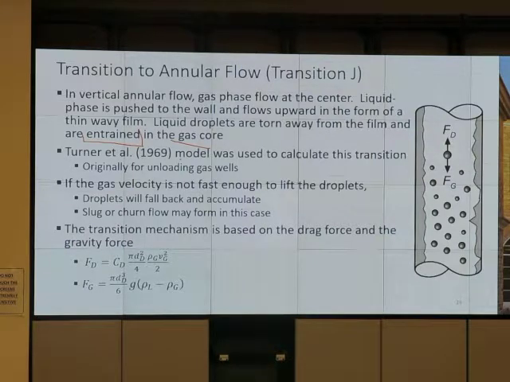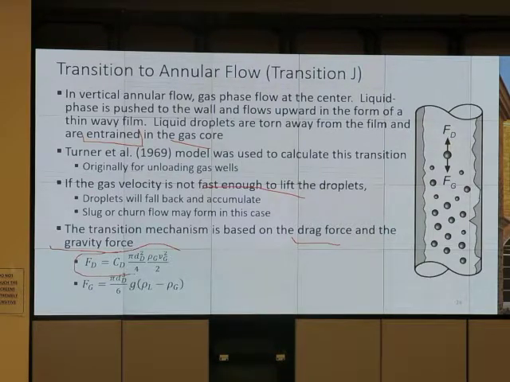The Turner et al. model is used to calculate this transition. Is this good? Yeah, it's good, but later on we have a better model, from Barnea. If the gas velocity is not fast enough to lift the droplet, it will fall back and accumulate, of course. Slug or churn flow may form in this case. So there's a competition between drag force and gravity force. This part is a drag force.